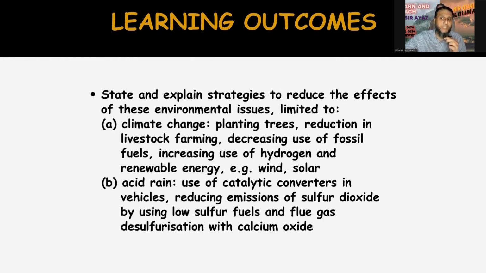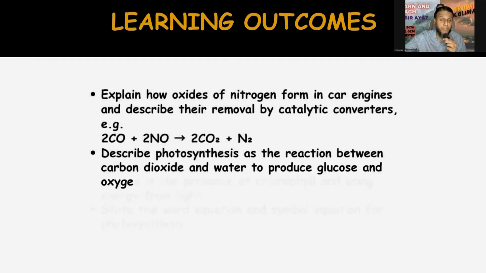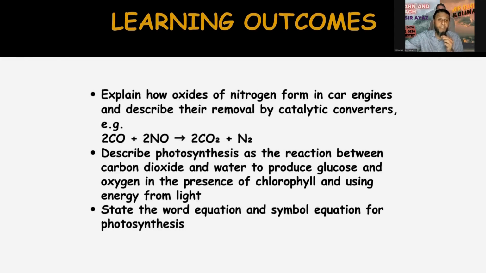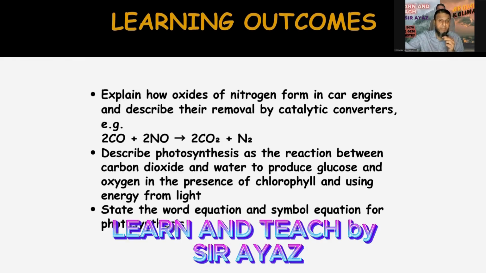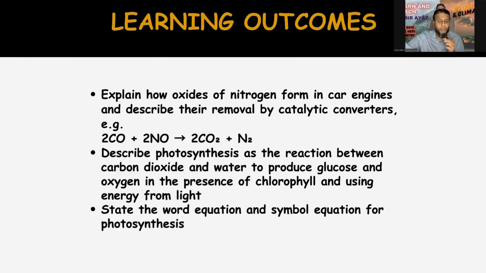Explain how oxides of nitrogen form in car engines and describe their removal by catalytic converters. For example, 2CO + 2NO gives 2CO2 + N2. Describe photosynthesis as the reaction between carbon dioxide and water to produce glucose and oxygen in the presence of chlorophyll and using energy from light. State the word equation and symbol equation for photosynthesis.